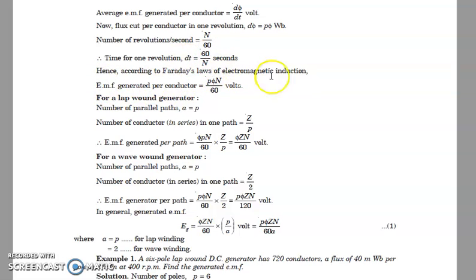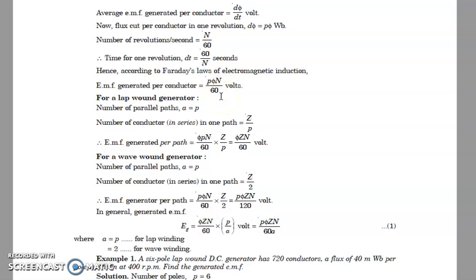So according to Faraday's law of electromagnetic induction, the EMF generated per conductor is given by d phi by dt, where d phi is P phi and dt is 60 by N. Putting these values in Faraday's law, it comes out to be P phi N divided by 60.